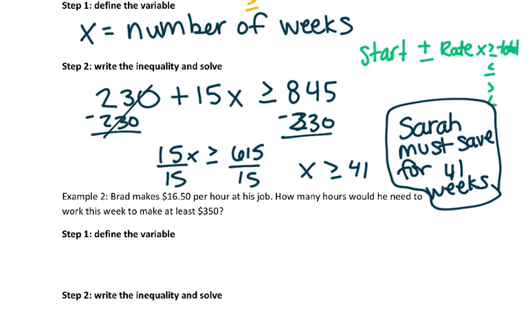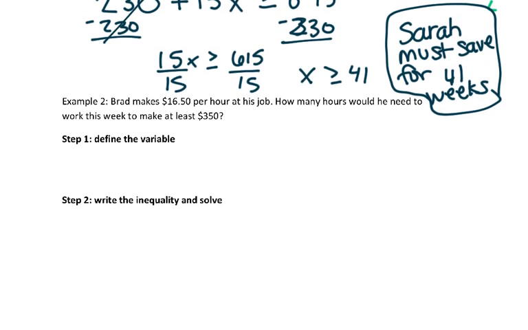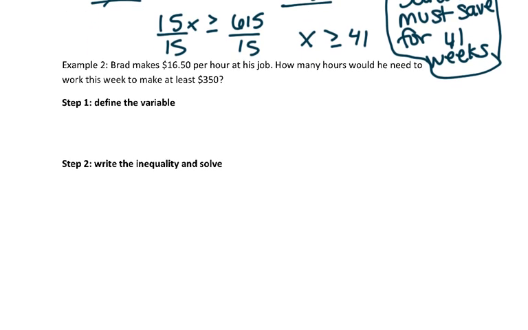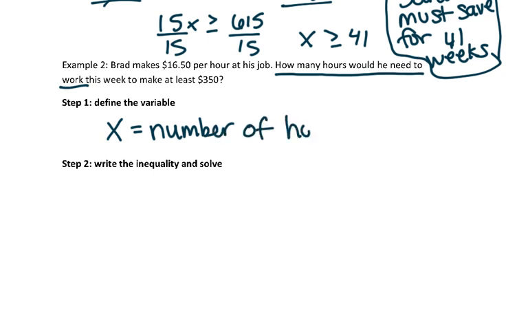All right, let's look at example 2. So Brad makes $16.50 per hour at his job. How many hours would he need to work this week to make at least 350? So how many hours would he need to work? That's what we're being asked. So x equals number of hours worked.